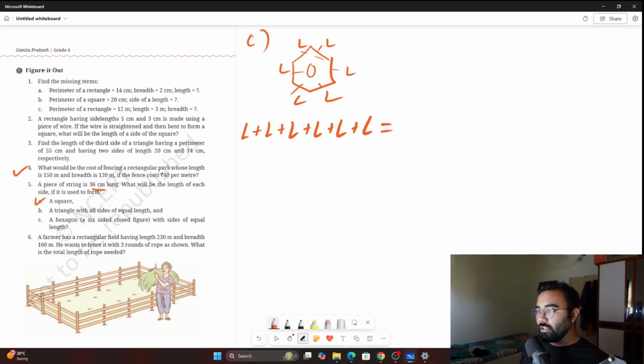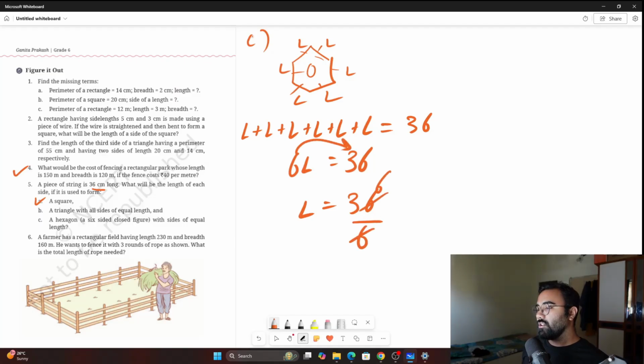And how long is the string? That is 36. So 6 times L, 6L is equal to 36. L remains the way it is. 6 changes side, so it comes into division. 36 divided by 6 is 6 centimeter. So this should be it.